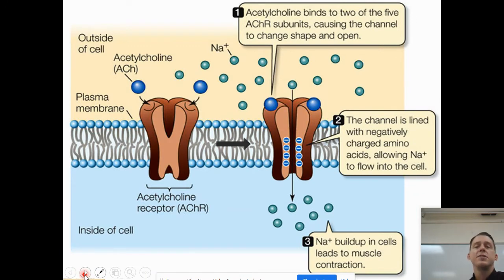Here we have an example of acetylcholine. Acetylcholine is a neurotransmitter, which means it sends messages between neurons. When two of them, in this case, attach, so we have to have two, it is going to open up the channel. Here we have the sodium ions that are present, and they are able to go through. Sometimes these channels can be lined with negatively charged amino acids, attracting positively charged ions through. And this is going to lead to a muscle contraction because acetylcholine is a neurotransmitter for muscle cells.